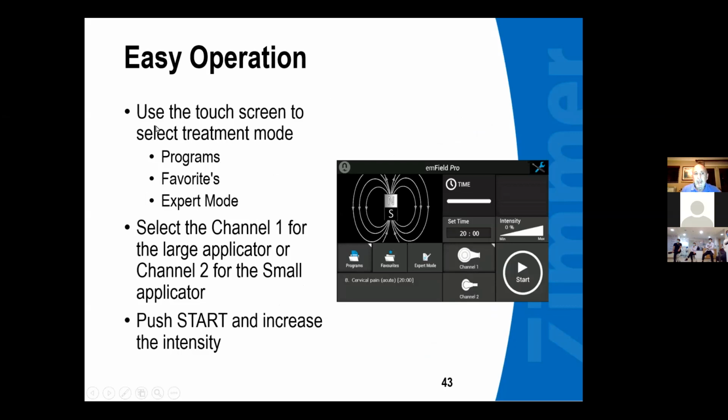To look at that, you can see programs, favorites, expert modes. To get to those, you gently push the button in for 3 seconds, and it will allow access to whichever mode you want to go into. Okay? Programs, favorites, experts. Select the channel 1 for the large applicator or channel 2 for the small. Push start and increase your intensity. That's all there is to it.